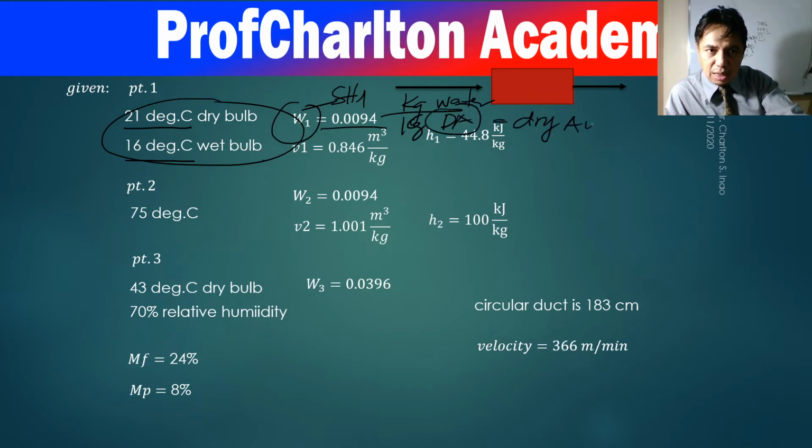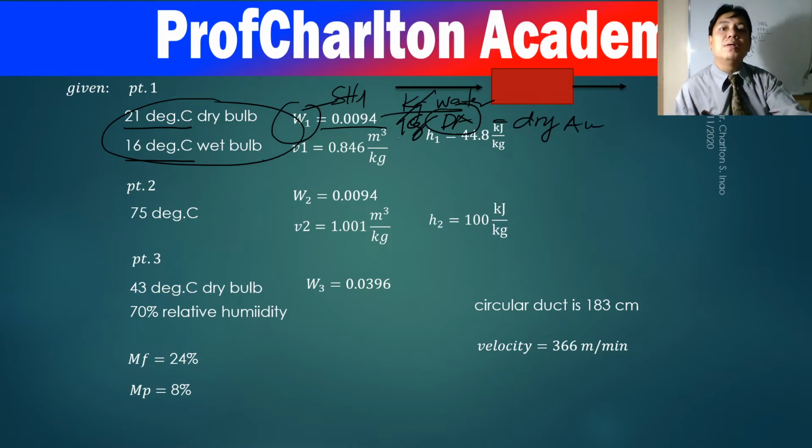Dry air. So kilogram and kilogram will be canceled out, so it becomes unitless. There's no unit. 0.0094.